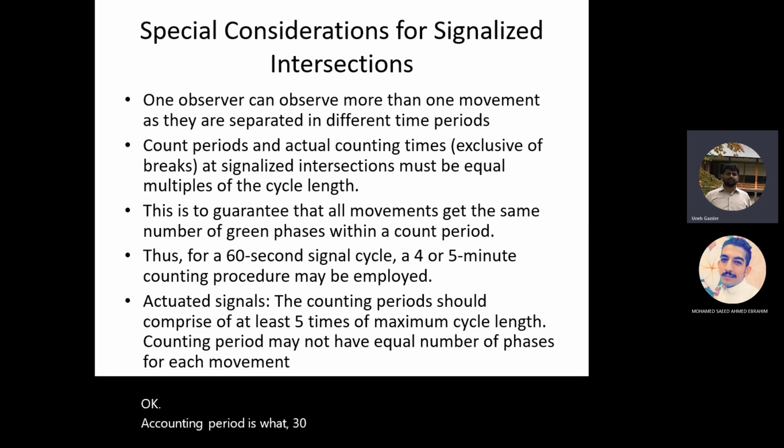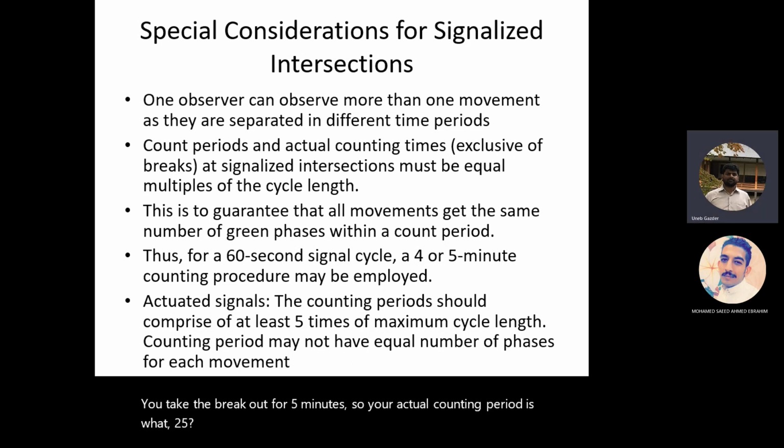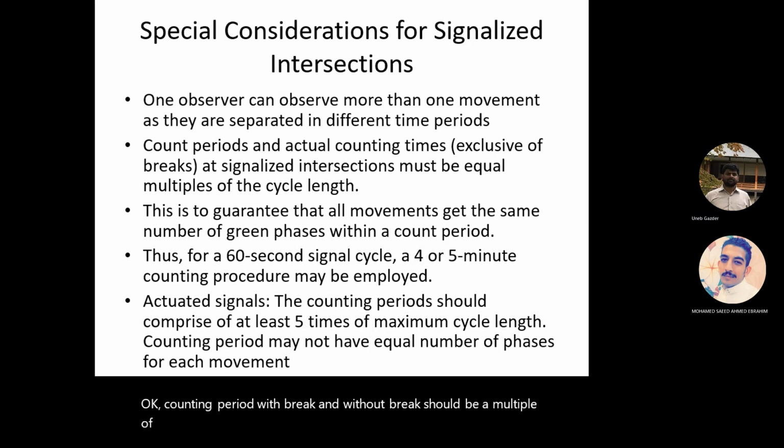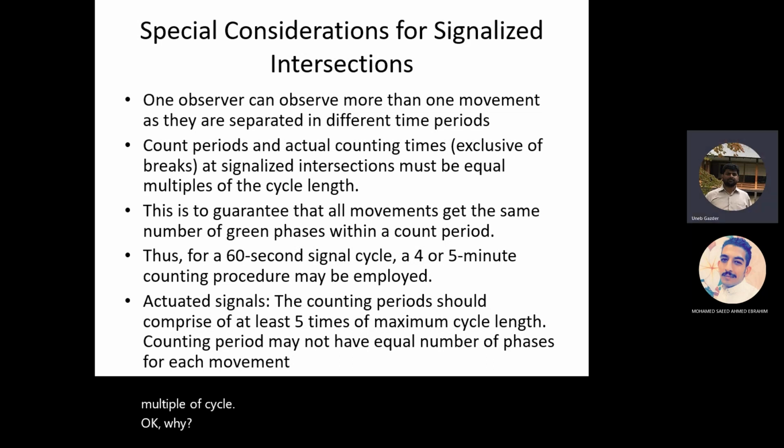Okay. So total counting period is what? 30 minutes. 30 minutes must be a multiple of cycle length. You take the break out for 5 minutes. So your actual counting period is what? 25. 25 should also be a multiple of cycle length. Counting period with break and without break should be a multiple of cycle length. Okay. Why?